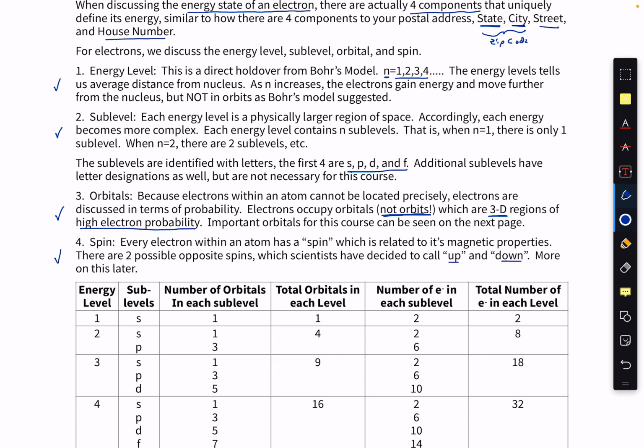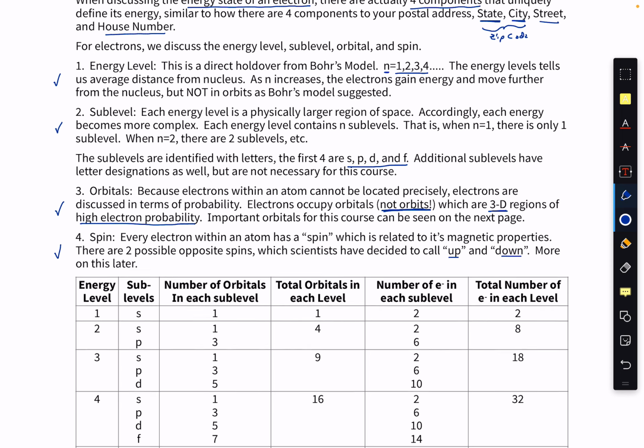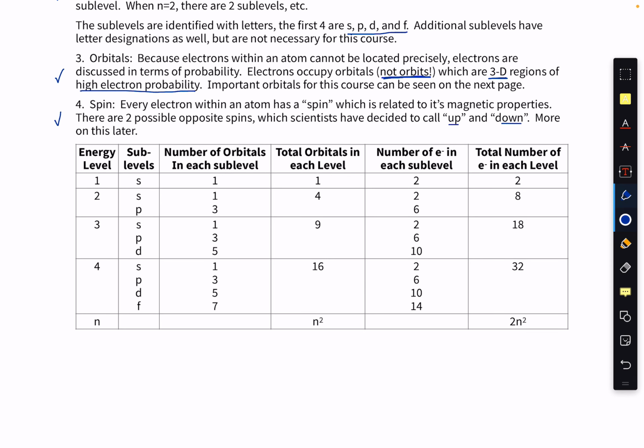But if you want to think of it as an actual spin, like a basketball spinning on the end of someone's finger or something, I guess you can do that. But again, it has to do with the magnetic character, and we'll talk a little more about magnetism as we go. So those are the four components of our electron energy. So how does this all fit together?